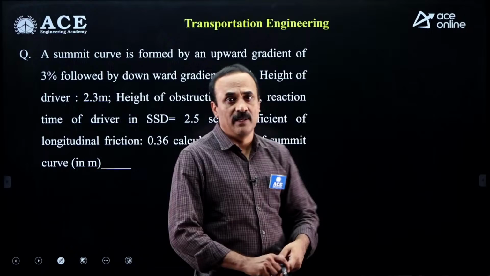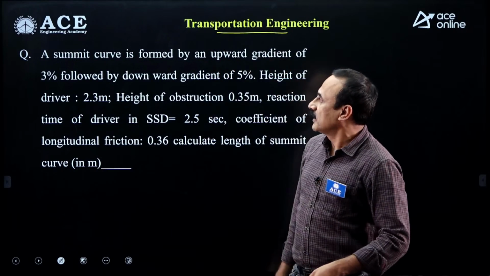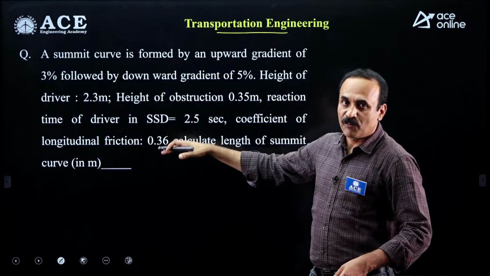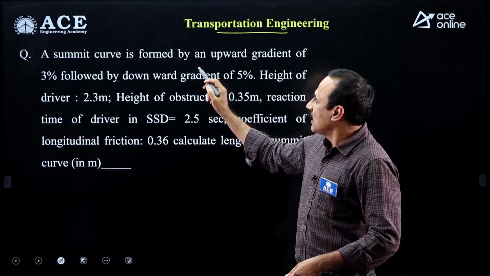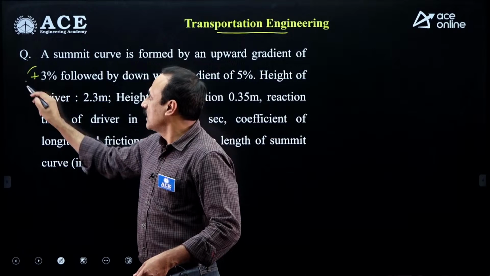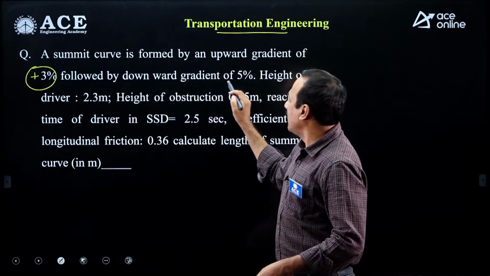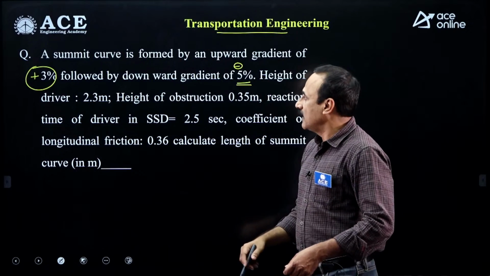Now, we will move to the transportation. Look at this transportation question. It is a simple straightforward question of summit curve from the geometric design chapter. Summit curve is formed by an upward gradient of 3%, upward generally we take plus, followed by a downward gradient of 5%, down is taken as minus.